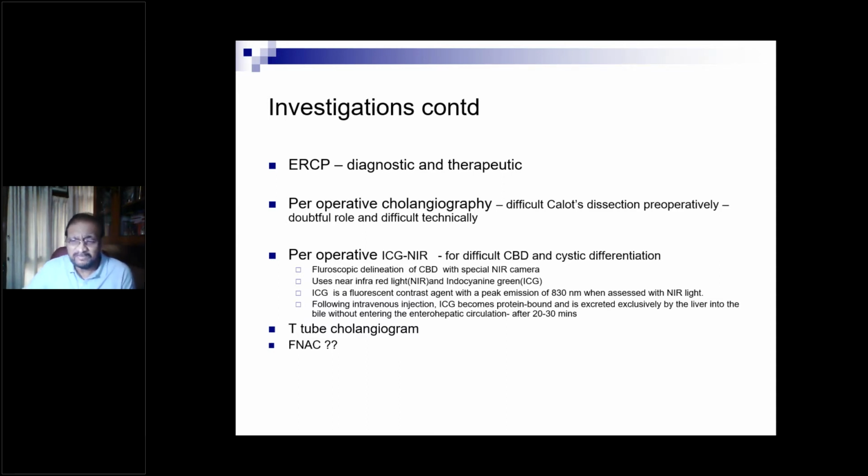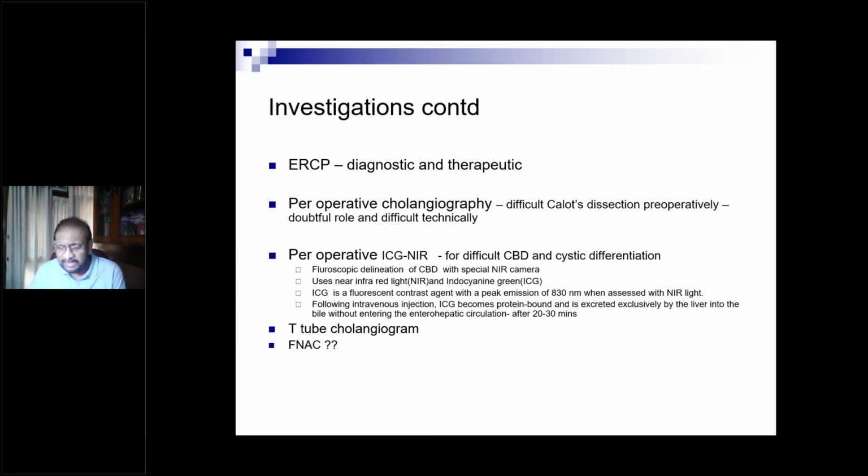So 20-30 minutes after the injection, it is excreted exclusively by the liver. It doesn't go to the kidney. And if it is excreted exclusively by the liver, it gets enough concentration in the extrahepatic biliary channel. And so by intermittently putting on the camera, you can see what you're doing and where the dye is. You can easily separate the cord from the bile dye. So it forms one of the better methods of doing it.